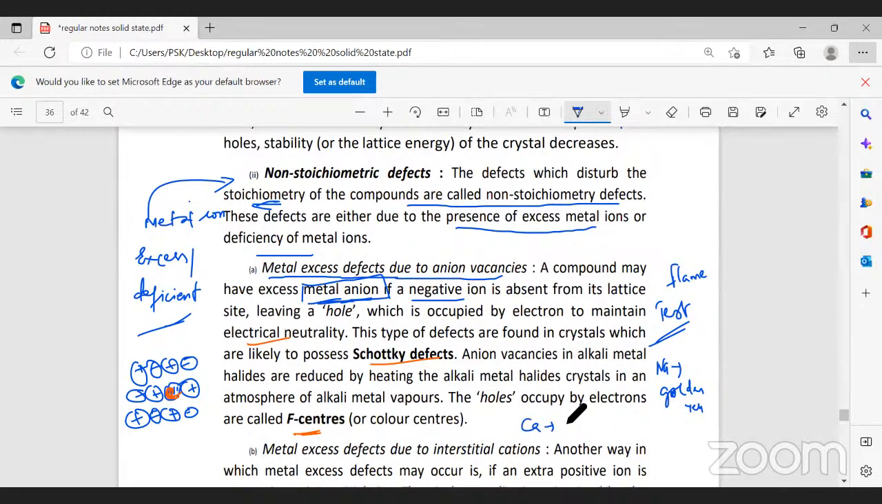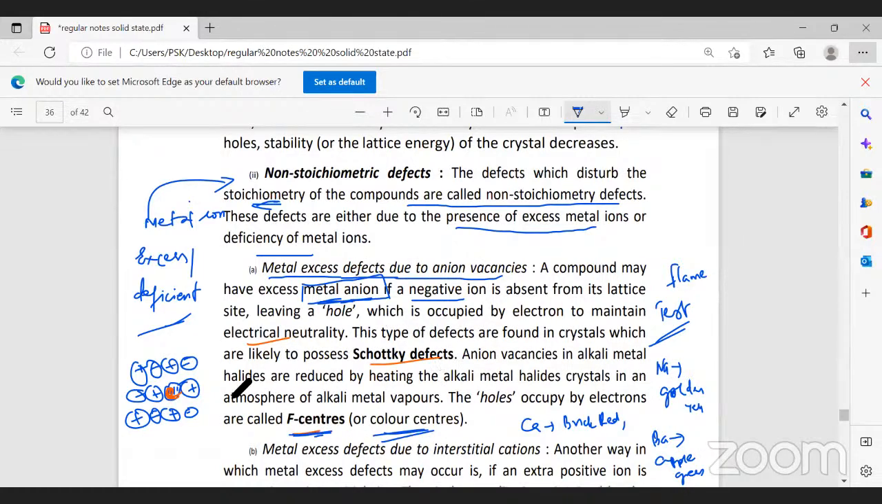Calcium gives brick red color. Barium gives apple green color. Beautiful colors you will get. All these flame tests, these metal ions give different colors because of something called F centers or color centers.